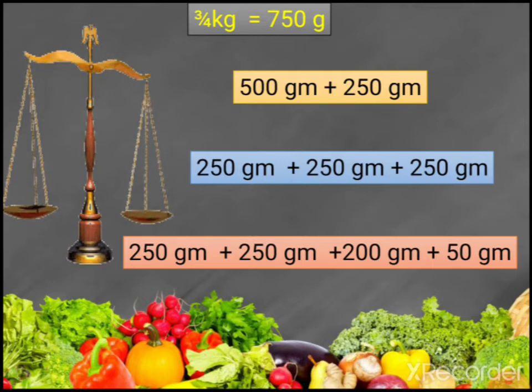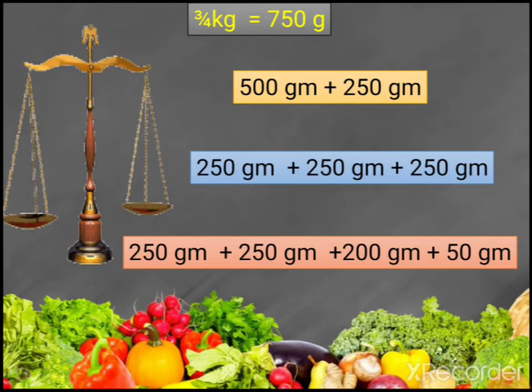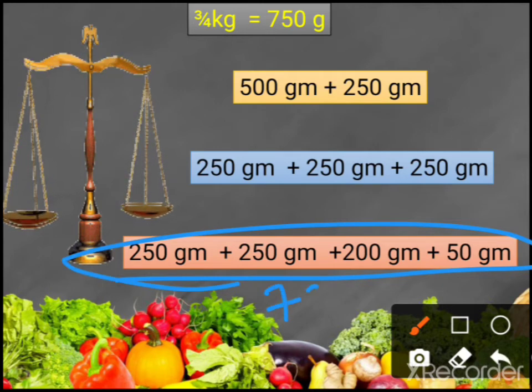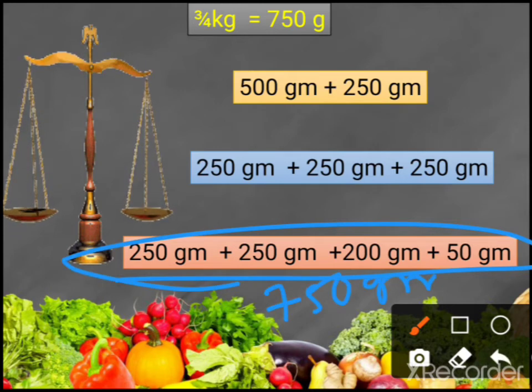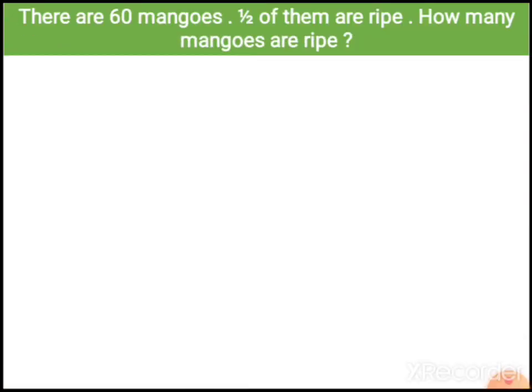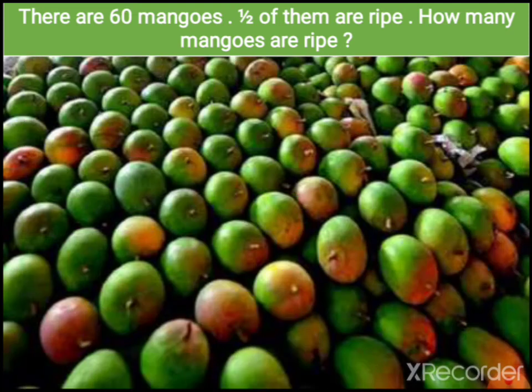Here again, same: 250 gram plus 250 gram plus 200 gram plus 50 gram. Simply you have to add this and you will get the answer 750 gram. Now there are 60 mangoes. Half of them are ripe. How many mangoes are ripe?